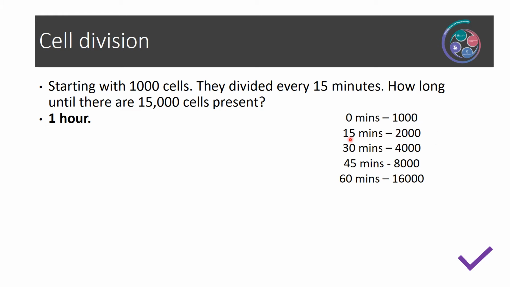15 minutes plus 15 gives you 30 minutes. We've got 4,000 cells after 30 minutes. Another 15 minutes goes along, we've got 8,000 cells because this is doubled again. And then finally, this one here, 60 minutes, we can see that we've got 16,000 cells. So we know that 16,000 is greater than 15,000. So this is the number where we know that there are 15,000 cells there. So 60 minutes, 1 hour, is our final answer for how long it took for us to get these 15,000 cells present.